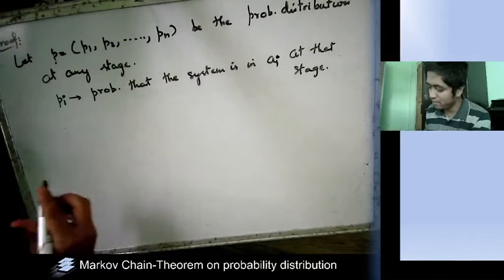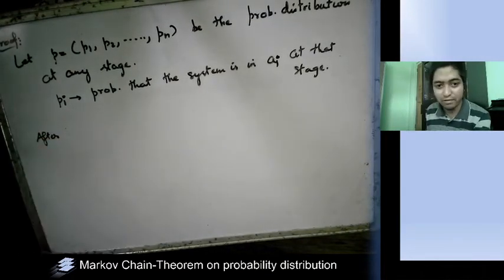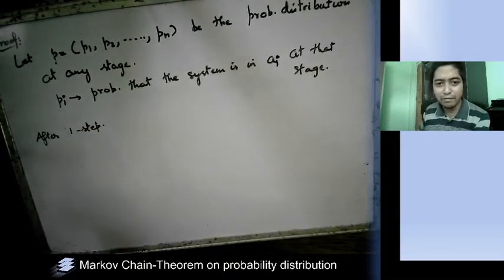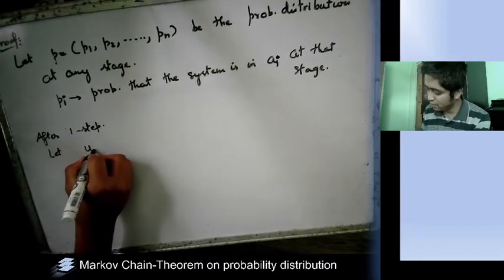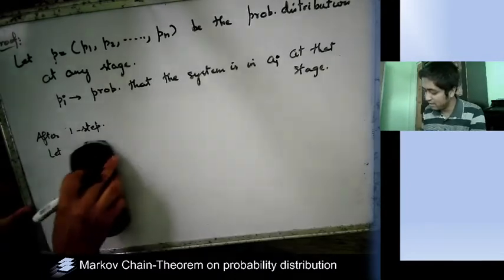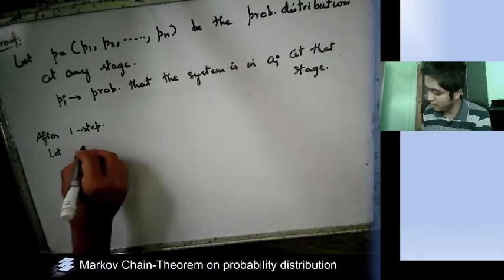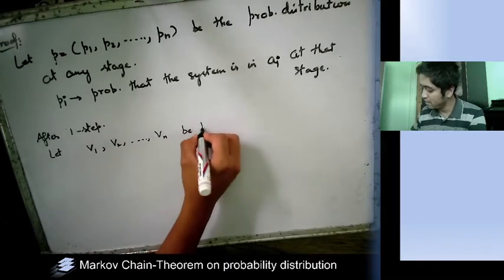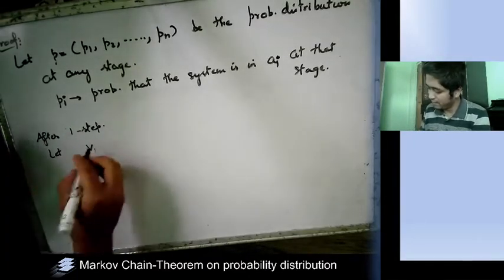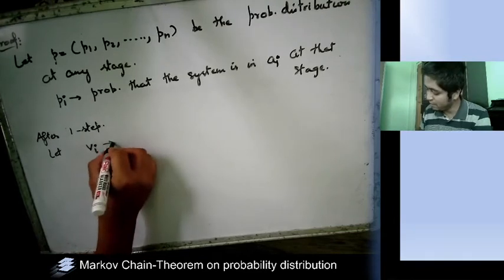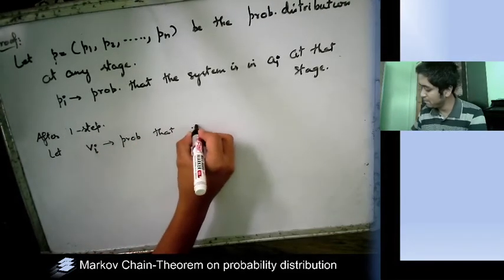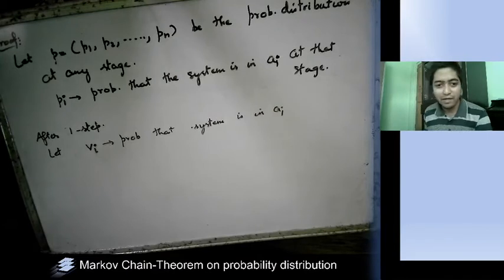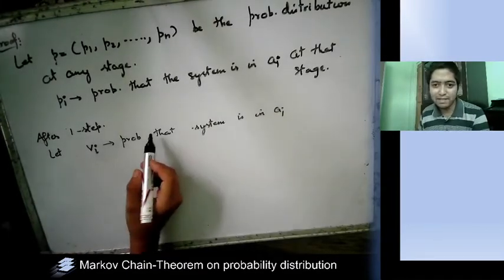Now, after one step, we need to find, let us denote it with another letter, V. Let V1, V2, ..., Vn be such that Vi is the probability that the system is in Ai after one step.